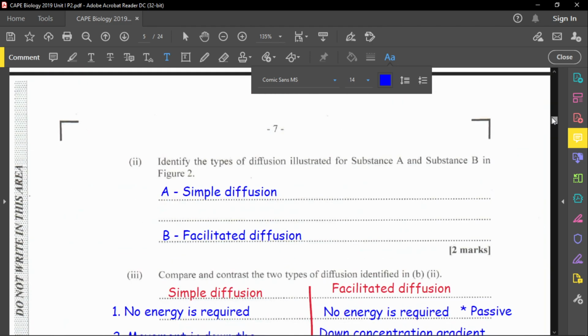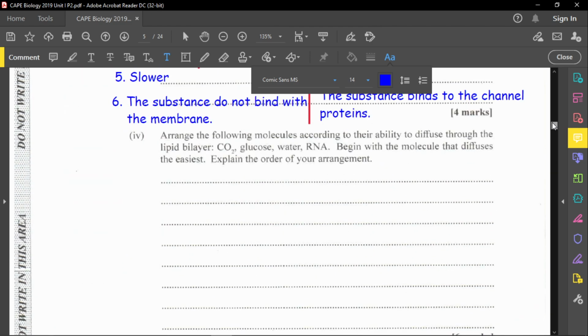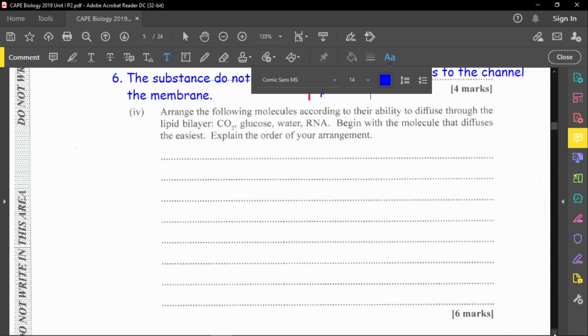Let's go to the next question, part 4 of this question. It says to arrange the following molecules according to their ability to diffuse through the lipid bilayer. We have carbon dioxide, glucose, water, and RNA. So we have 4 substances. It says to begin with the molecules that diffuse the easiest. We're going to start from the easiest to the most difficult and explain the order of your arrangement.